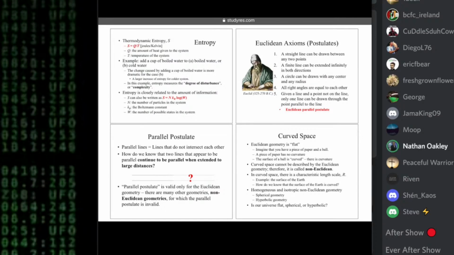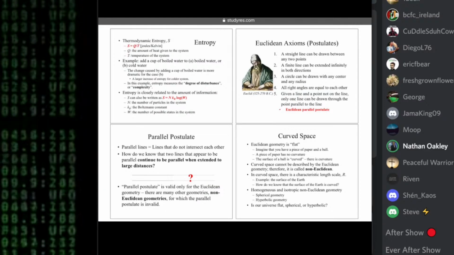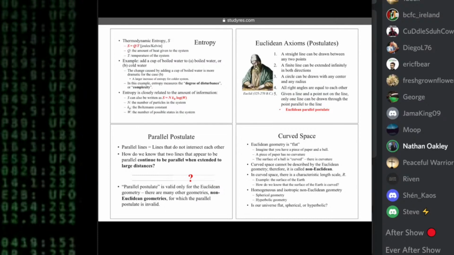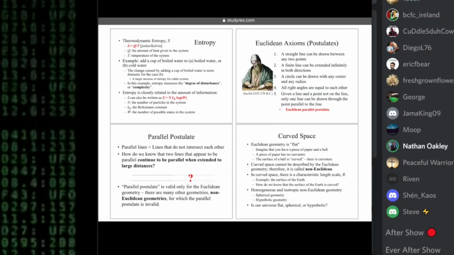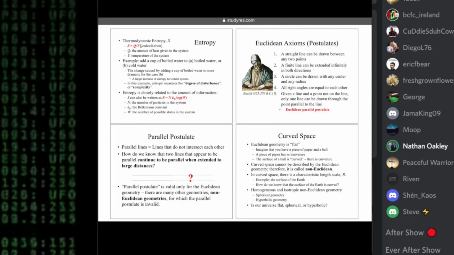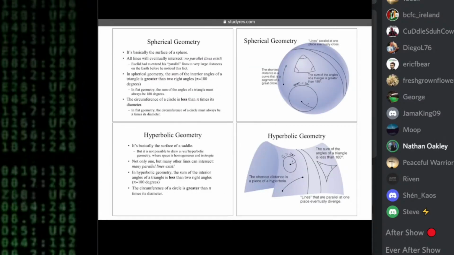There are many other geometries, which are non-Euclidean geometry, for which the parallel postulate is invalid. So under the heading curved space there, Euclidean geometry is flat. Imagine you have a piece of paper and a ball. A piece of paper has no curvature. The surface of the ball is curved. There is curvature. Curved space cannot be described by Euclidean geometry. Therefore, it is called non-Euclidean. In curved space, there is a characteristic length scale r. An example is the surface of the Earth. Spherical geometry. It's basically the surface of a sphere.